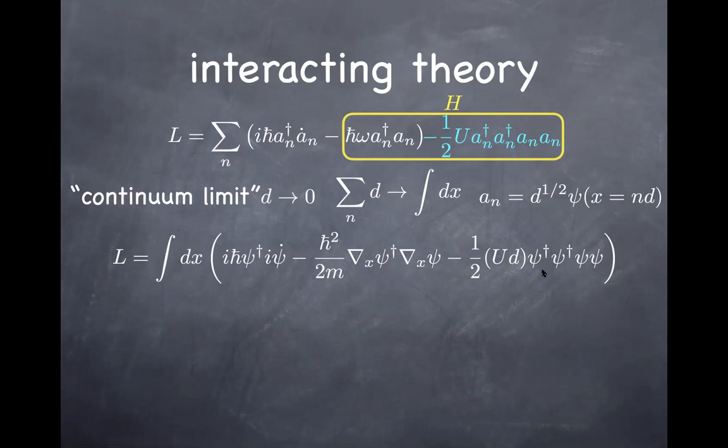So by taking the limit, you find this continuum quantum field theory Lagrangian, which now has this psi dagger, psi dagger, psi psi term in it.